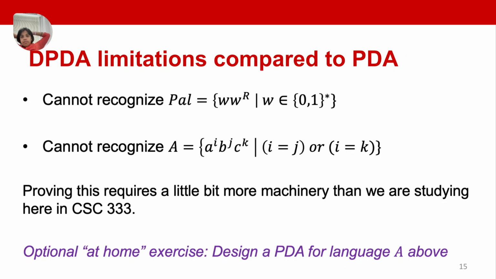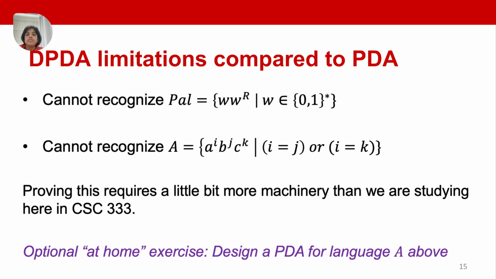There are some deterministic pushdown automata limitations compared to pushdown automata. So, for example, palindromes, we can't recognize that. We also can't recognize odd palindromes. Another fun one is A to the I, B to the J, C to the K, where either I is equal to J or I is equal to K.